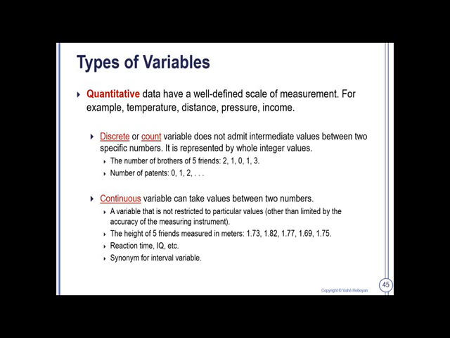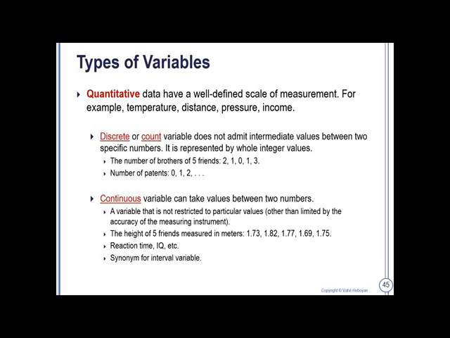Within quantitative data, there are multiple varieties. There are ones that are called discrete or count variables, and these are the variables that do not admit intermediate values between two specific numbers, and they are represented by a whole integer value.